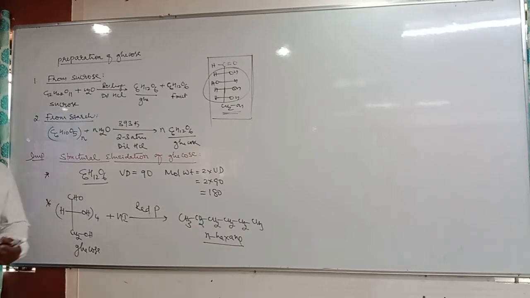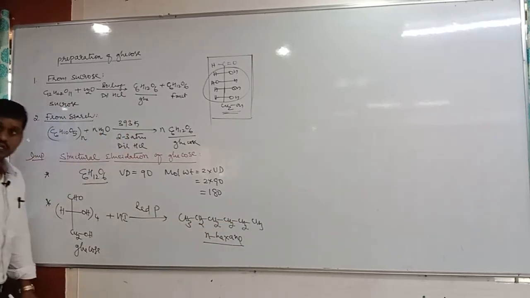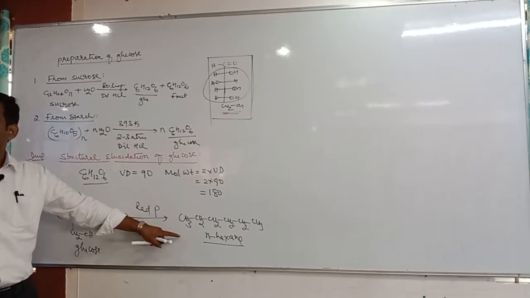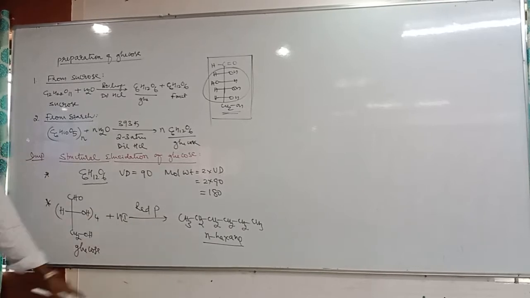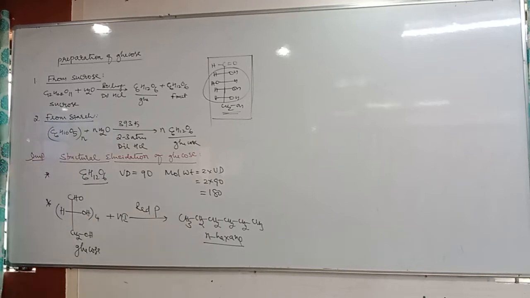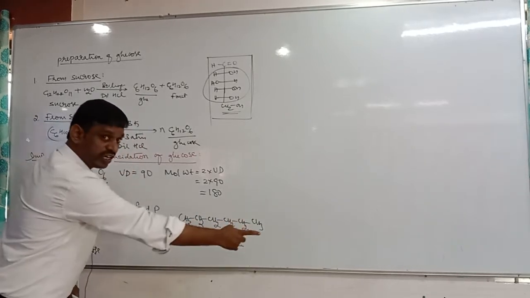This reaction confirms that glucose contains 6 carbon atoms. Only if glucose contains 6 carbon atoms will you get n-hexane. Otherwise, you could have gotten n-heptane or n-octane, right? So since glucose contains 6 carbons, we get 6 carbons. And one more piece of information: glucose contains 6 carbons in a straight chain, because we got n-hexane, where all the carbon atoms are in a straight chain.